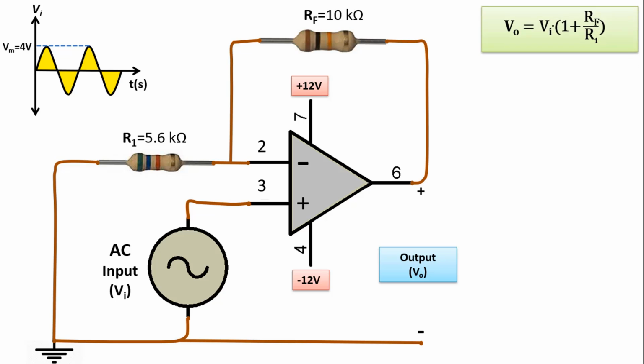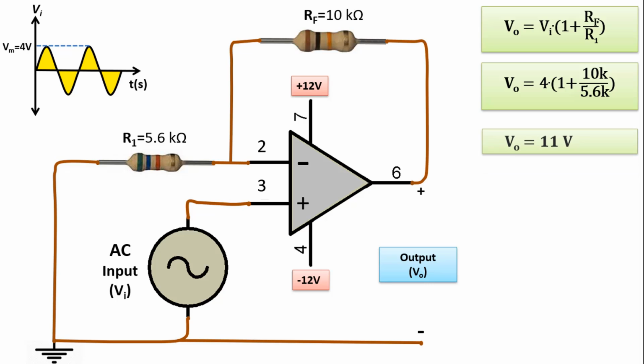Here too, we can operate by going through the maximum value. Our formula is Vo equals Vi times 1 plus Rf over R1. If we substitute the values, Vo equals 4 times 1 plus 10 kiloohms divided by 5.6 kiloohms. If we do this, we find the output value to be approximately 11 volts.